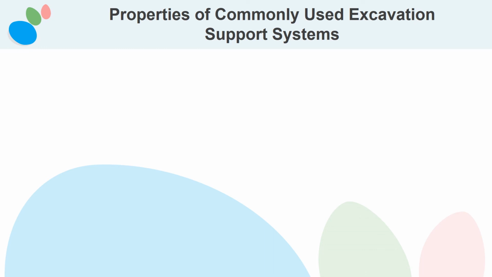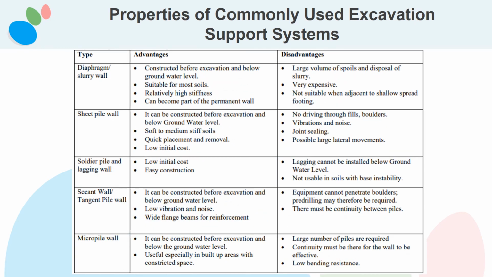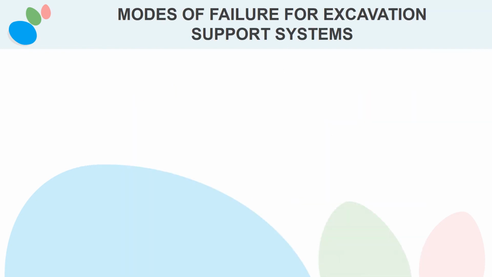The table also explains the advantages and disadvantages of the system for 1. Diaphragm or slurry wall. 2. Sheet pile wall. 3. Soldier and lagging wall. 4. Secant wall or tangent pile wall. 5. Micropile wall. Modes of failure for excavation support systems.